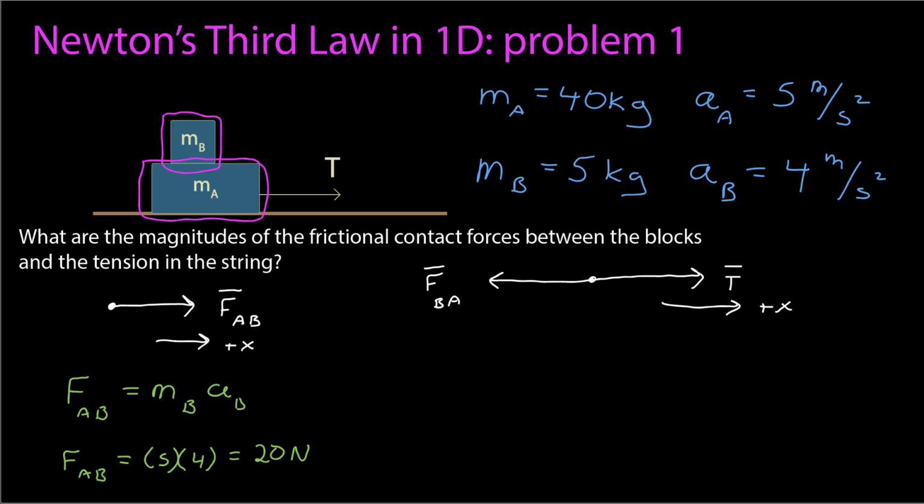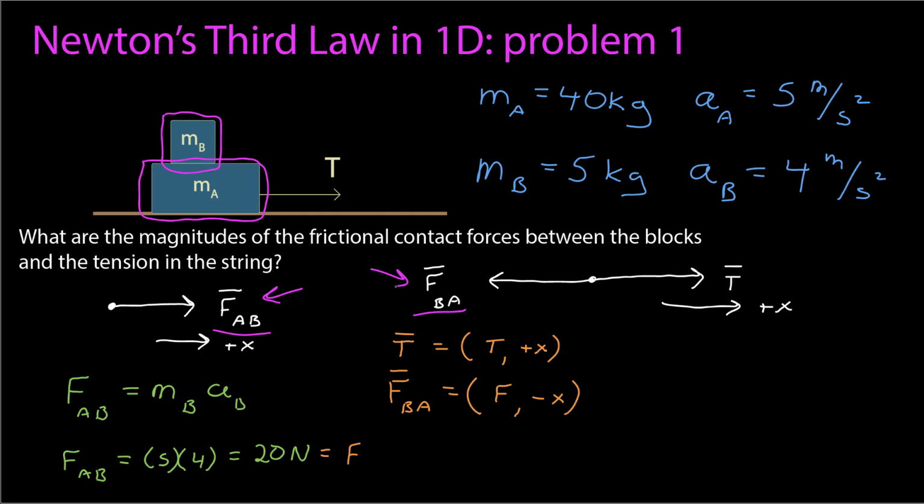Now I identify right away that that is a Newton's third law force pair. The contact force of mass B on mass A is a Newton's third law force pair to the contact force of mass A on mass B. So I know that those two forces have to have equal magnitude and point in opposite direction. Since this force pointed to the right, that means this force has to point to the left. And those are the only forces then that are acting on mass A.